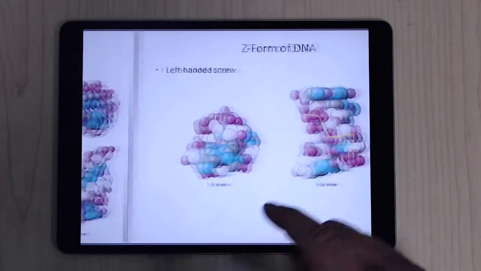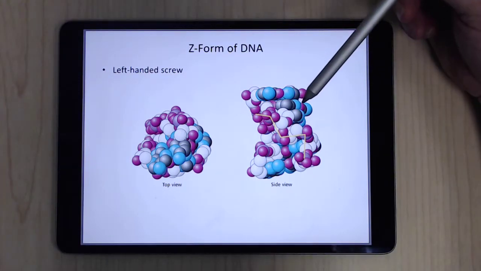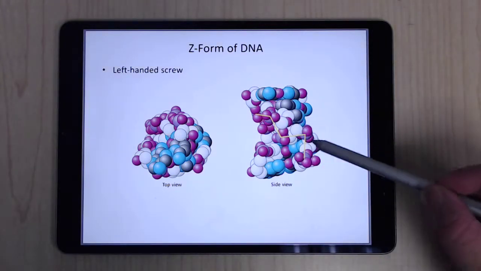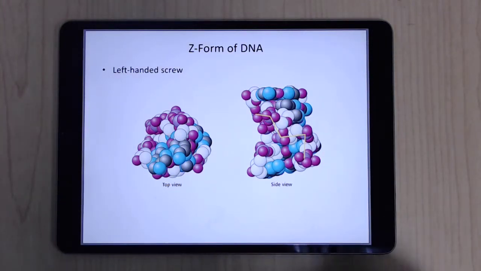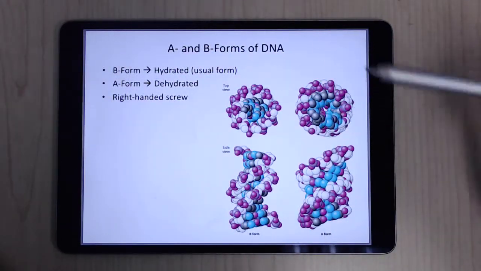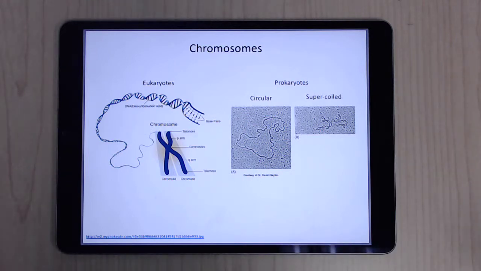So there is a Z form that actually does a left-hand screw. They don't know that much about it. They know that it exists, and it has this weird left-handed screw, and it's kind of crazy. So I wouldn't worry too much about it. What you're going to have to know is mostly this B form. Okay. Now, how does it hold the information?